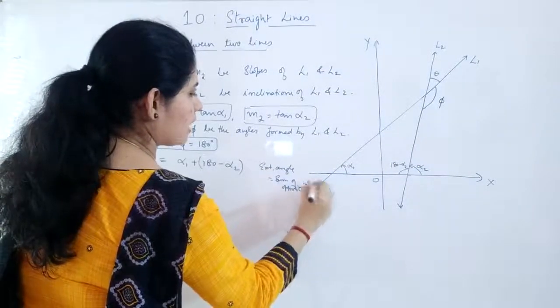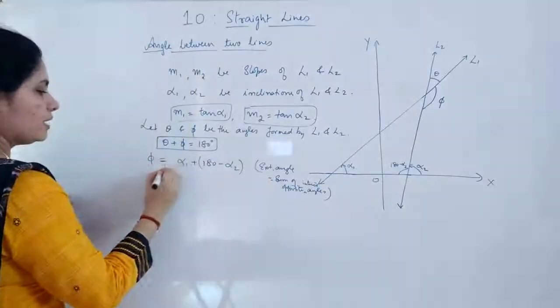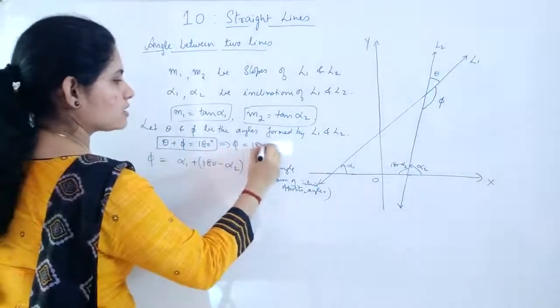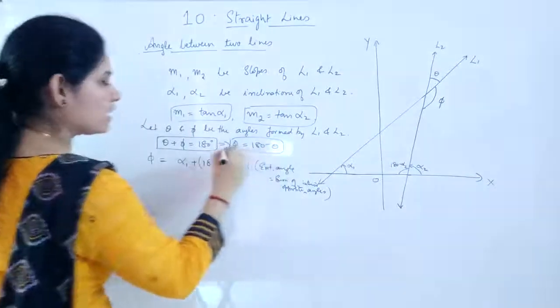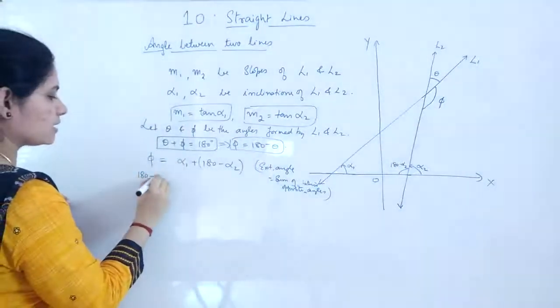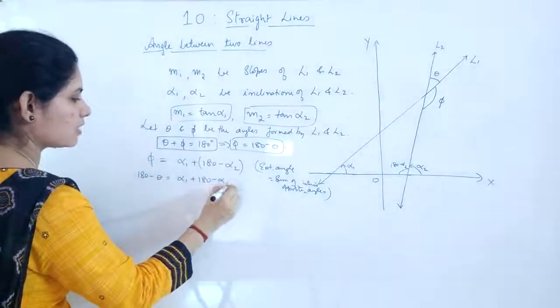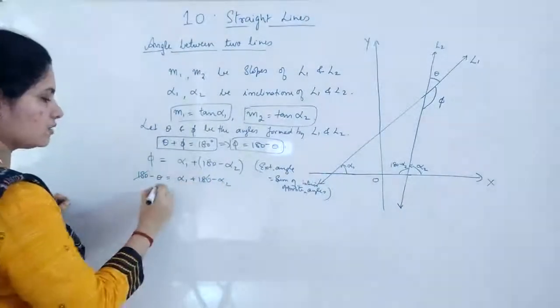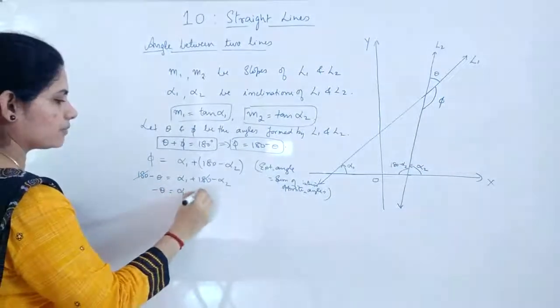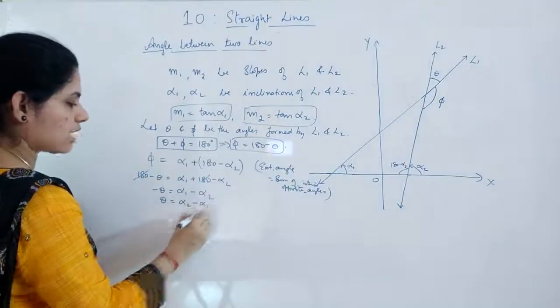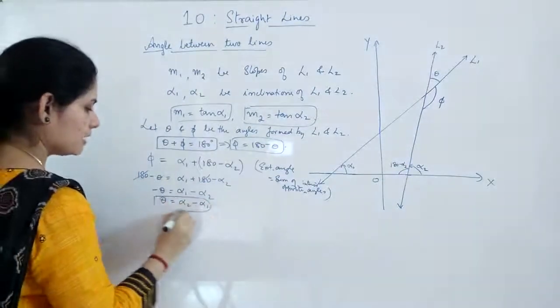Now here again, what is phi? From here you will get phi is equal to 180 minus theta. So we are again replacing phi as 180 minus theta, which will give you alpha 1 plus 180 minus alpha 2. The 180 gets cancelled, you will get minus theta is equal to alpha 1 minus alpha 2, or theta is equal to alpha 2 minus alpha 1, right?